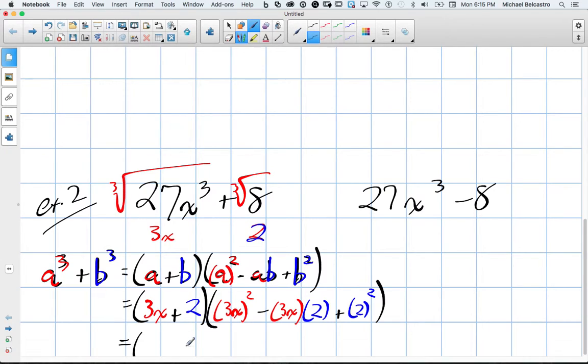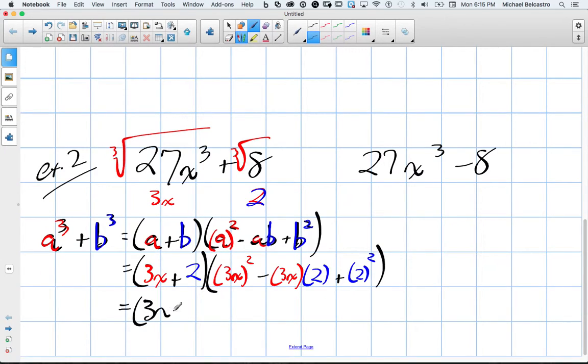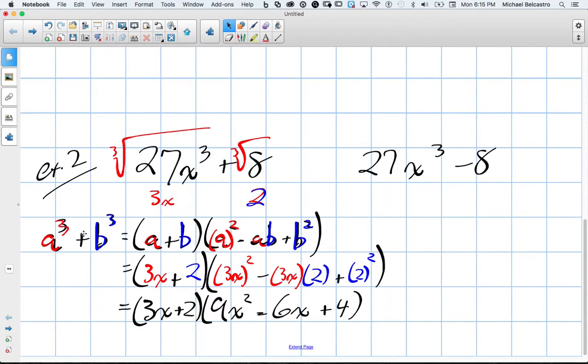This still stays. Let's get some room here. 3x plus 2, that's done. 3x squared, well, that's 3 times 3, which is 9. Okay. And x squared is x squared. Think of this like subtract 3x times 2. Well, that becomes 6x. Yeah, so we have minus 6x. And then 2 to the power of 2 is 4, so plus 4. And there's your sum of cubes. So we've kind of established that one.